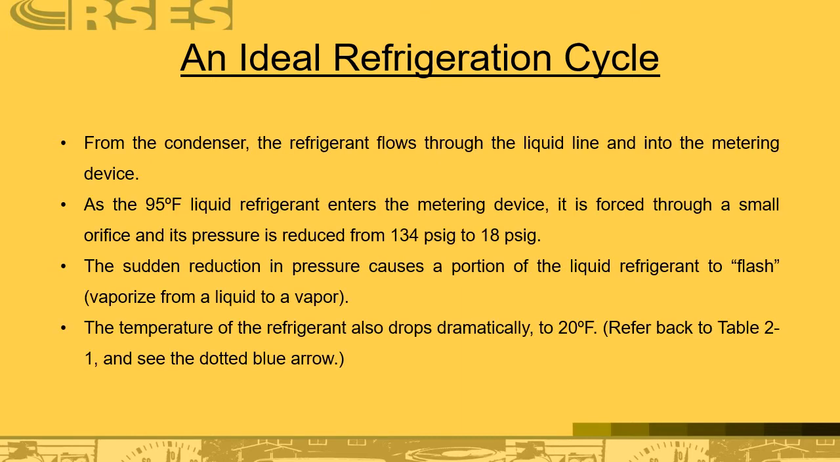From the condenser, the refrigerant flows through the liquid line and into the metering device. At 95 degrees Fahrenheit, liquid refrigerant enters the metering device. It is forced through a small orifice and the pressure is reduced from 134 psig to 18 psig. This sudden reduction in pressure causes a portion of the liquid to literally flash off, or vaporize, from liquid to vapor. That explains the percentage of 75% liquid, 25% vapor. The temperature of the refrigerant also drops dramatically to 20 degrees Fahrenheit. And it says refer back to Table 2-1 and look at the dotted arrow.